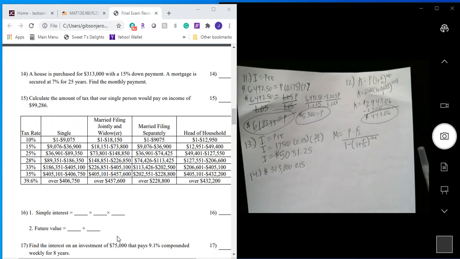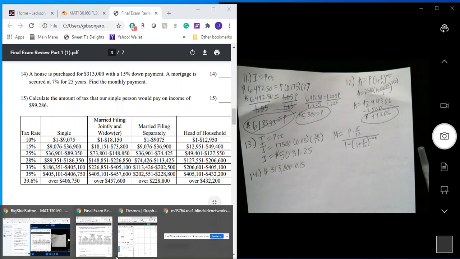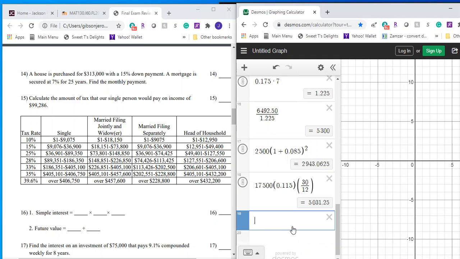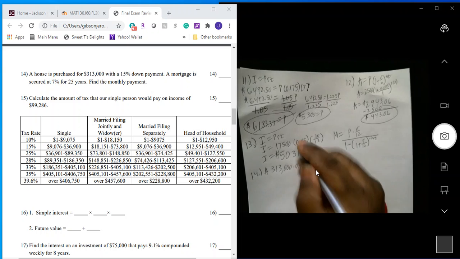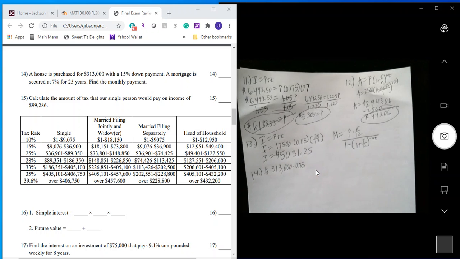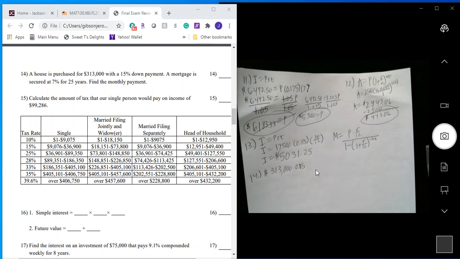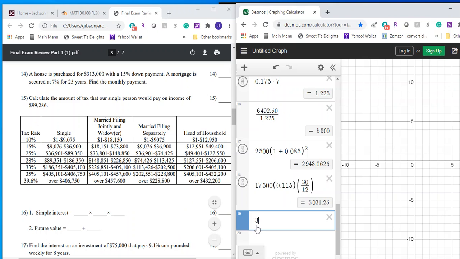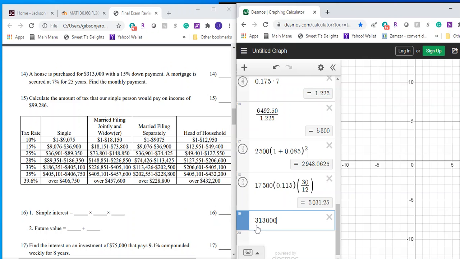So we will put that in our calculator. Well, you know what? We don't need that, because they just asked us to find a monthly payment. So what we could do, instead of multiplying this by 15%, let's do it by 85%. Because we know if we take out 15% from 100%, that would leave us 85%. So we could take this 313,000 and multiply it by the 15%.